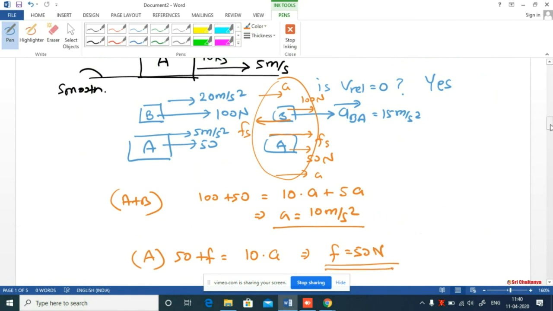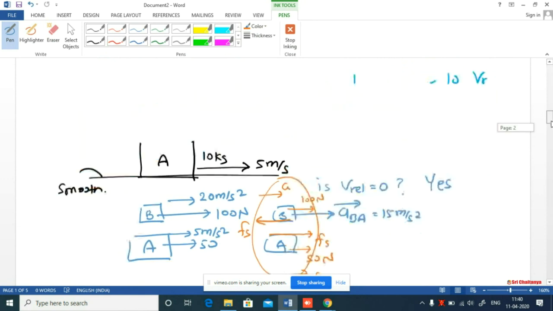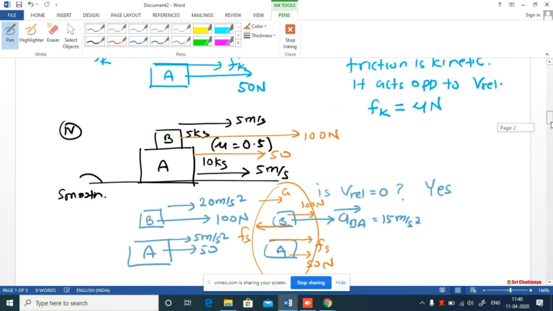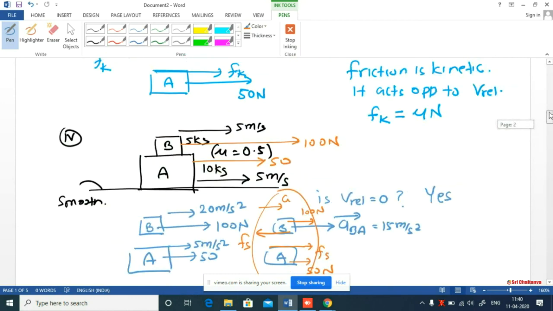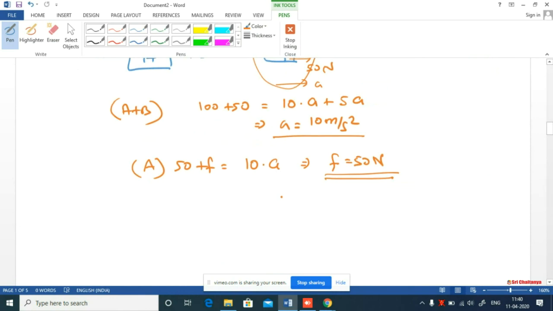Right. So in this question, if limiting friction is more than or equal to 50 Newton, then the friction is static, and indeed the value of friction is equal to 50 Newton. But what's the value of mu here? Mu is 0.5 and normal is 50. So you know that F limiting is equal to only 25 Newton.